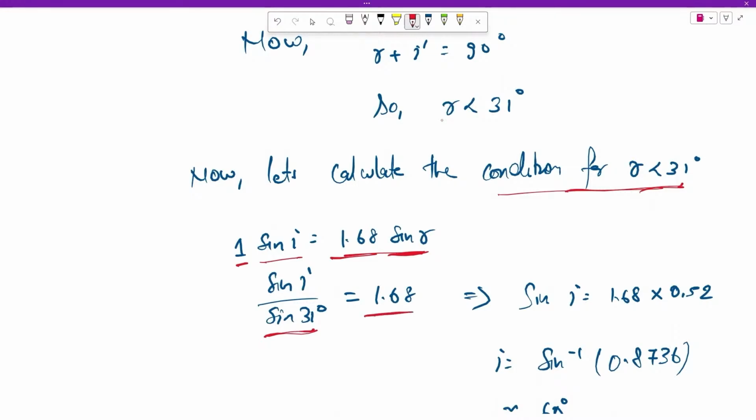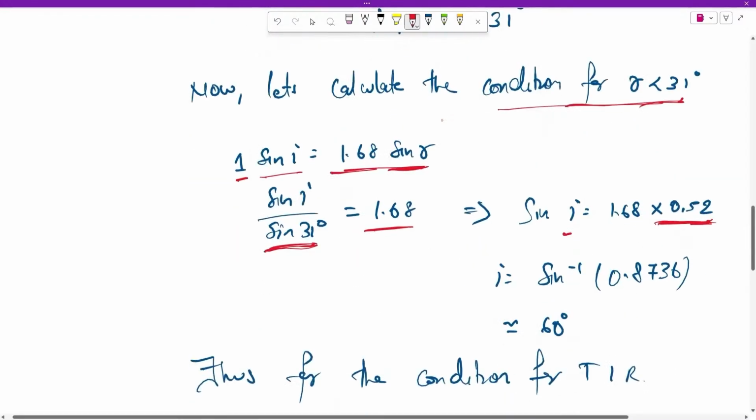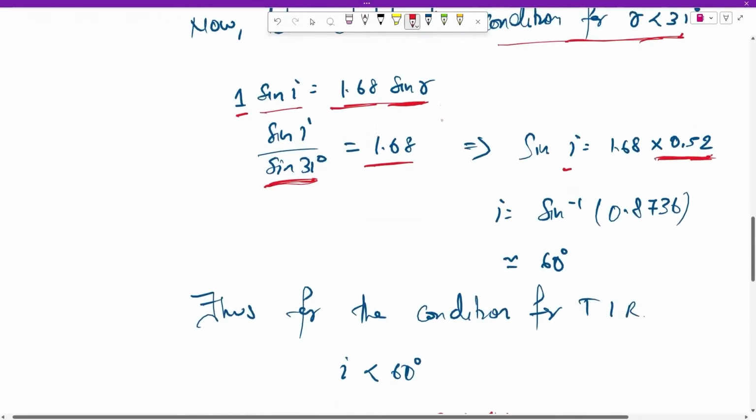Now this will give us sin I equals 1.68 times 0.52. Now 0.52 is the value of sin 31 degree. I have substituted it over there. Now the value of I would be approximately 60 degree. That is, for the angle of incidence of 60 degree, we will get a value of angle of refraction in the glass core as 31 degree.